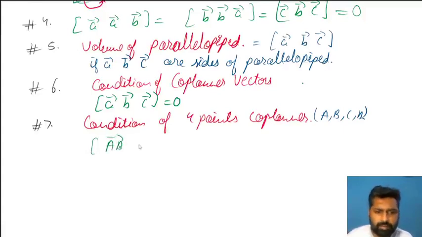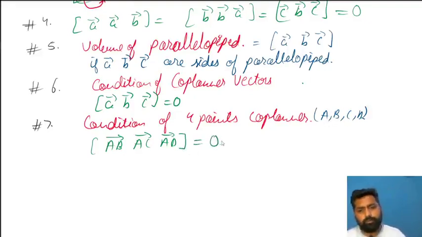You create three vectors out of it, any three vectors. I am writing AB, AC, AD, but it is not the only option. You can take AB, BC, CD also. Not CA, since CA and AC mean the same thing. So AB, BC and AC, BD, anything. You have to take three vectors from these four points. For simplicity, I have considered AB, AC and AD. The scalar triple product should be 0.